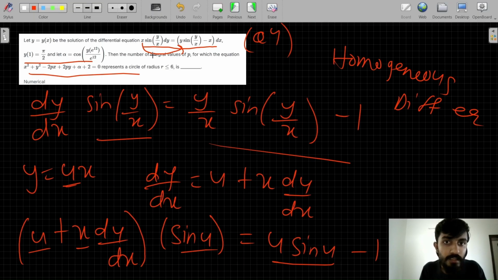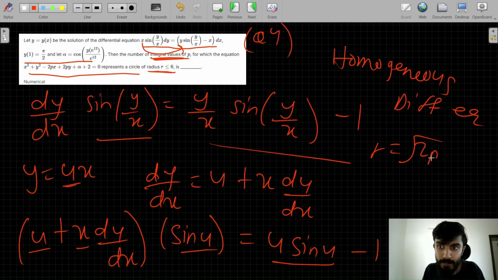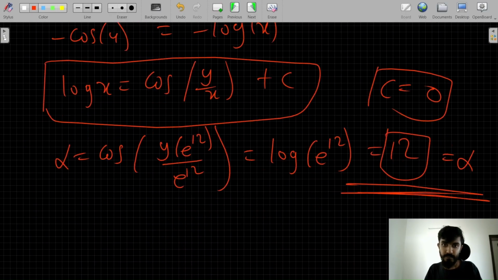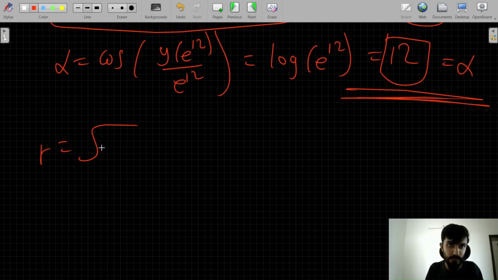Fine. Now we want the number of integral values of p for which the equation of circle represents a circle of radius r less than or equal to 6. Integral values, keep note, less than equal to 6. Now what is the radius of this circle? Radius is going to equal to square root of 2p square minus alpha minus 2, right? In this context, radius equals to root of 2p square minus 14.